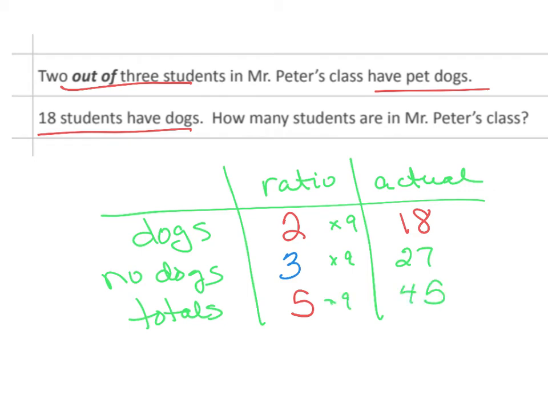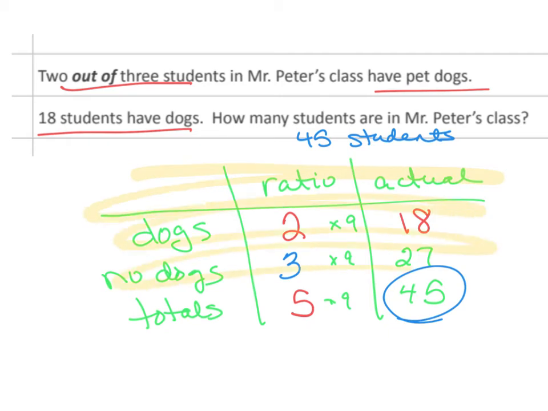How many students are in Mr. Peters' class? Well, we have it right here. There are 45 students. And I would definitely recommend making this whole table. You have your 2 parts and the total, you have your ratio, and you have the actual. Setting it up is going to make answering your questions a lot easier.